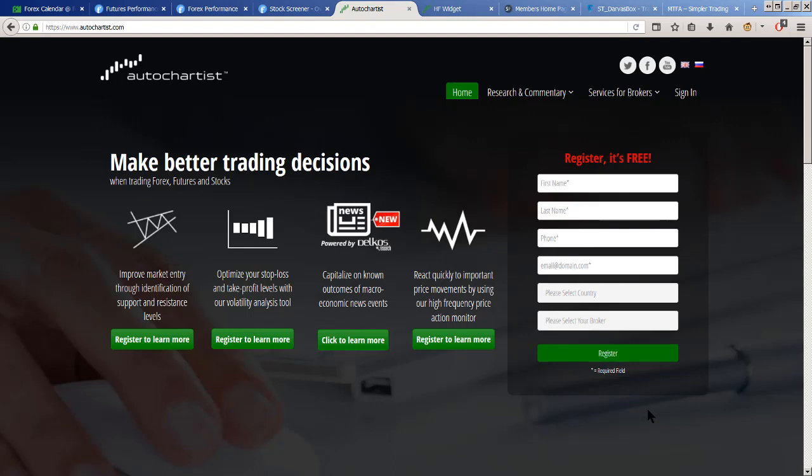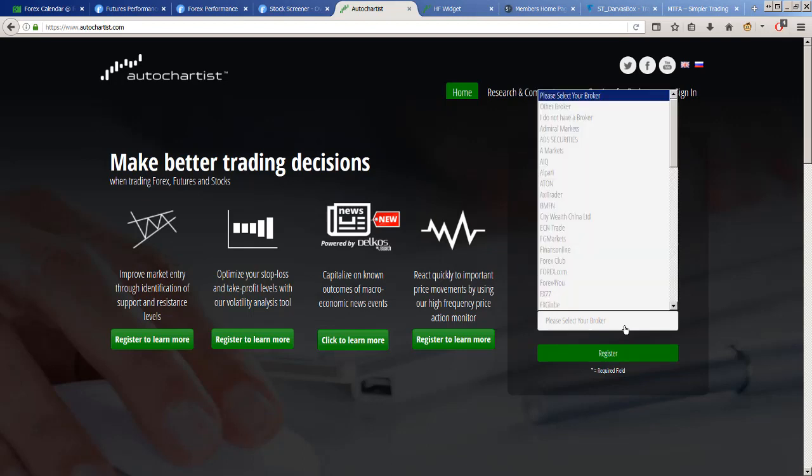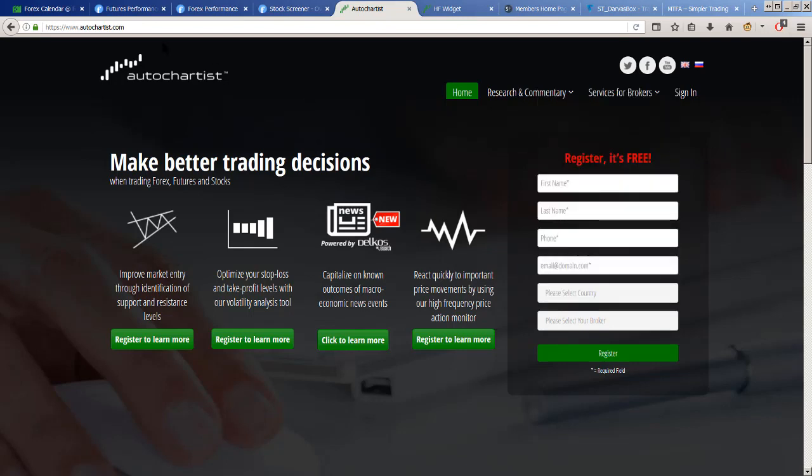Let me give you a quick tip. Just make sure when you go to the select your broker part of this login that you choose I do not have a broker. I can't tell you how many times I mention this, and inevitably someone will choose a broker. Do not choose a broker. Otherwise they're going to direct you to that broker for the service, and you won't use the direct one that I use. You can also pay for this. We'll talk about that at another time.